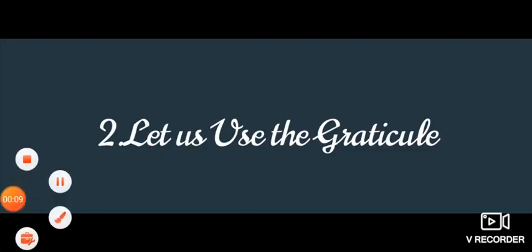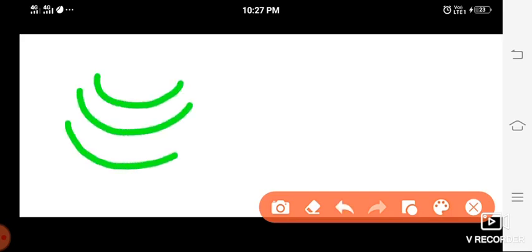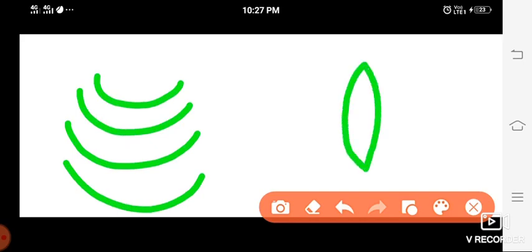Good morning, dear students. Today, let us begin with the second lesson of geography, that is, let us use the graticule. Before beginning with the second lesson, let us recall a few points from lesson number 1. So, in this lesson, we had learned that our earth has some imaginary lines on it. Yes? So, the horizontal imaginary lines on the earth are called parallels of latitude, and the vertical imaginary lines on the globe are called meridians of longitude.